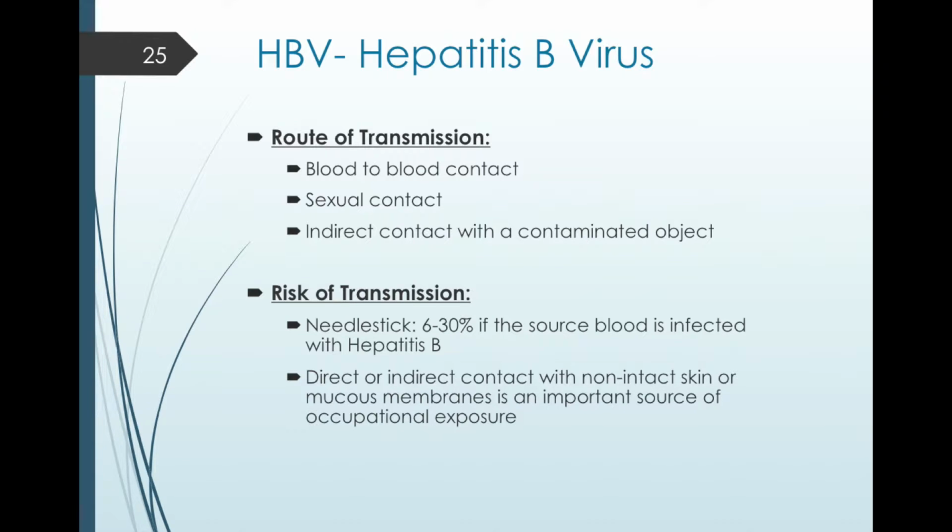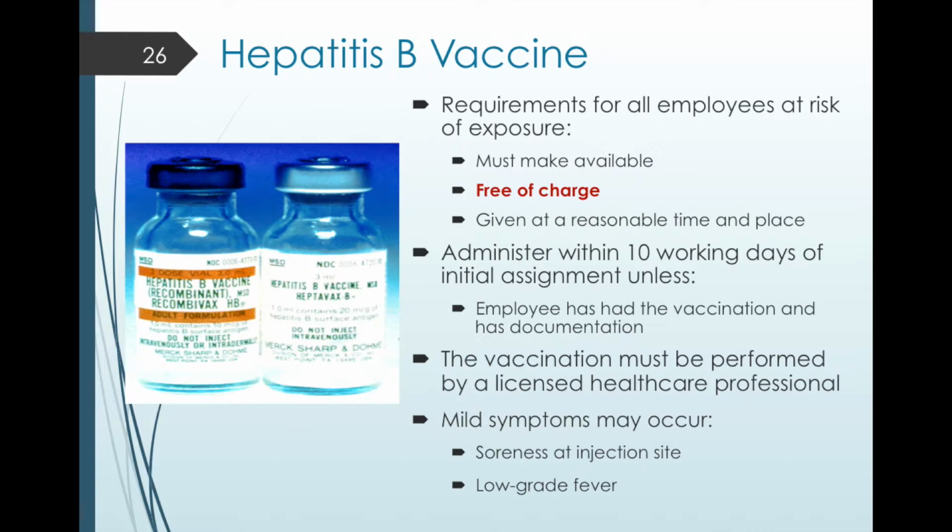Risk of transmission for hepatitis B: a needle stick injury does have a significant risk of transmission, 6 to 30%. That's a lot more than HIV, which was 0.3%. So if the source blood is infected with hepatitis B, there is a 6 to 30% risk of transmission. Risk of transmission also includes direct or indirect contact with non-intact skin or a mucous membrane, so make sure you are reporting exposures.